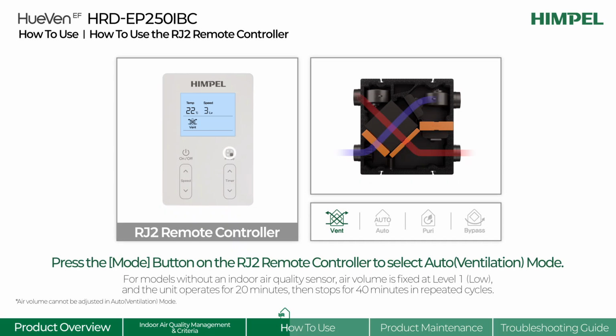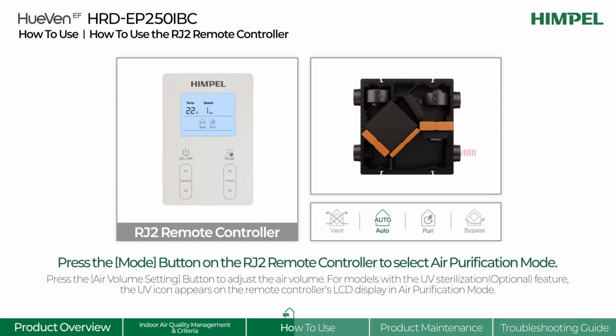Pressing the mode button on the RJ2 remote controller activates auto mode. Pressing the mode button on the RJ2 remote controller activates air purification mode. You can adjust the air volume using the level button.